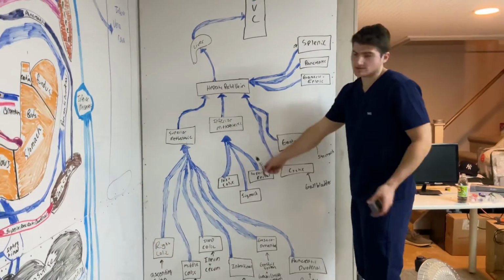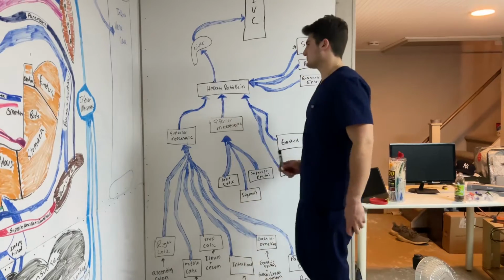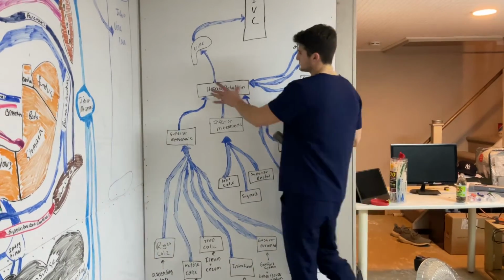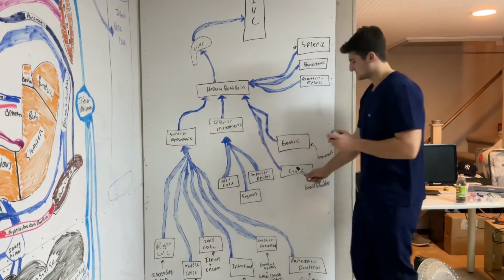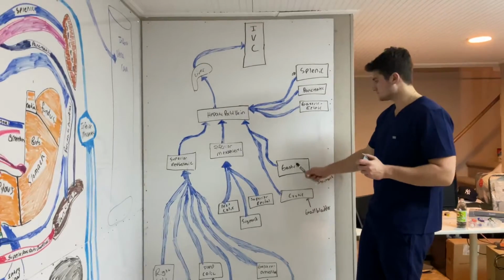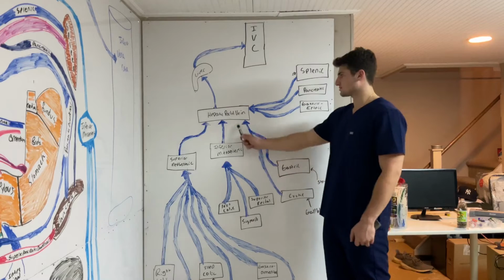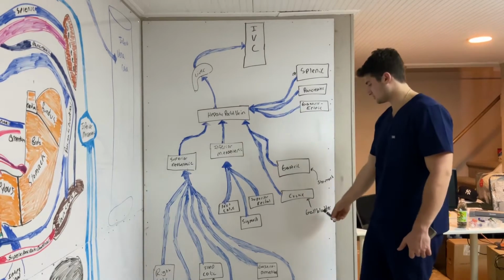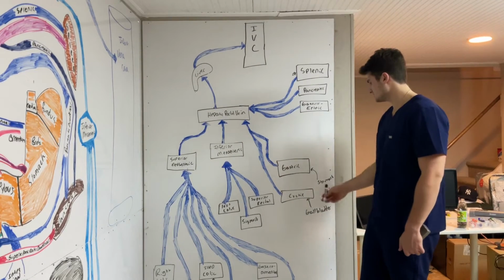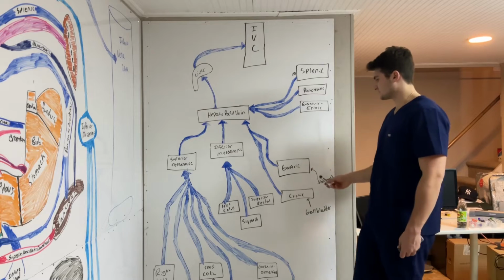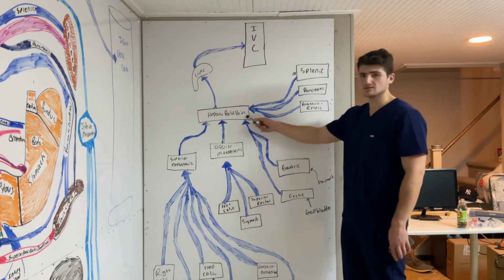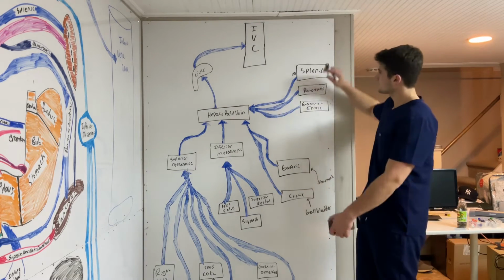What else? Then it goes to the inferior mesenteric into the hepatic portal vein. What else sends blood into the hepatic portal vein? The cystic vein and the gastric vein. The cystic vein comes from the gallbladder. We spoke about the gallbladder before. The gastric vein takes blood from the stomach into the hepatic portal vein.